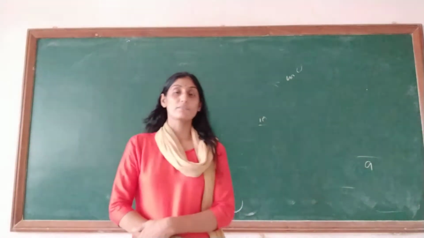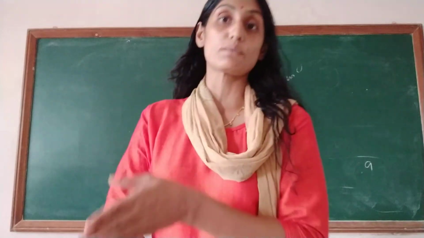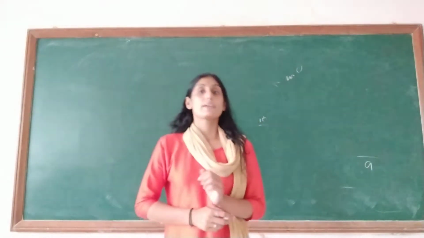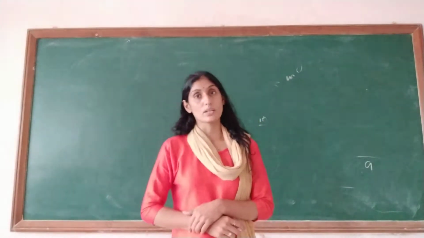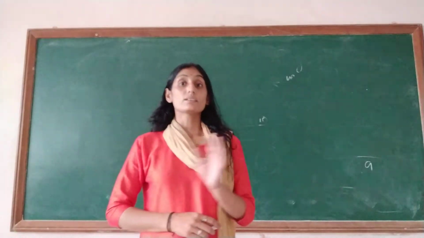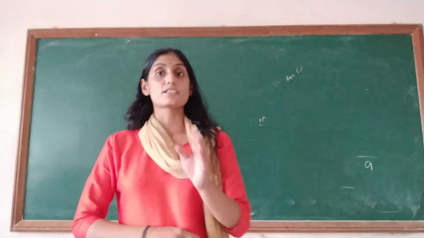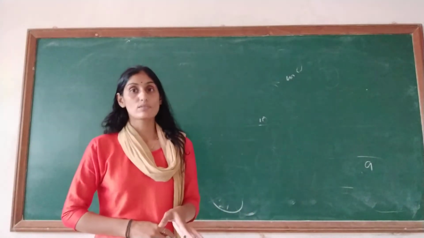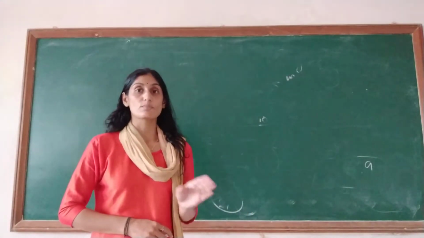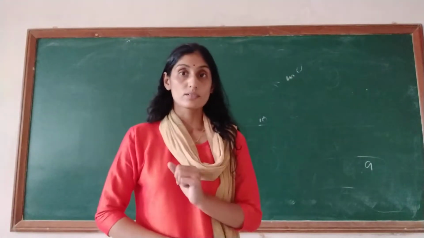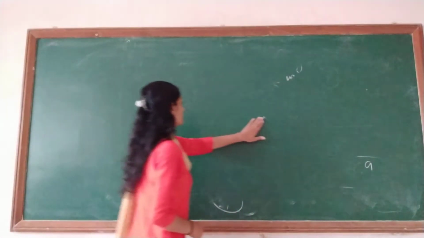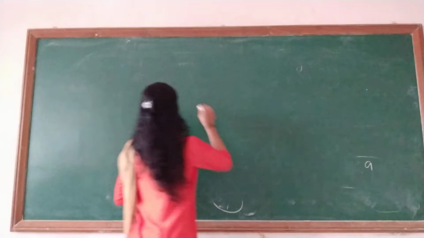In the last class we learned about the difference between orbit and orbital, as well as the features of the quantum mechanical model of an atom. Today we start with the shapes of the particular orbitals, that is s, p and d. We have to learn the shape of the s orbital, the shape of the p orbital and the shape of the d orbital. Now we learn about the quantum numbers.